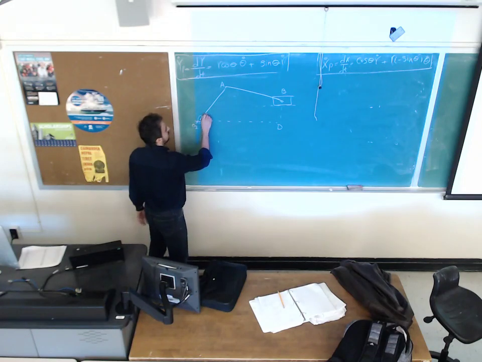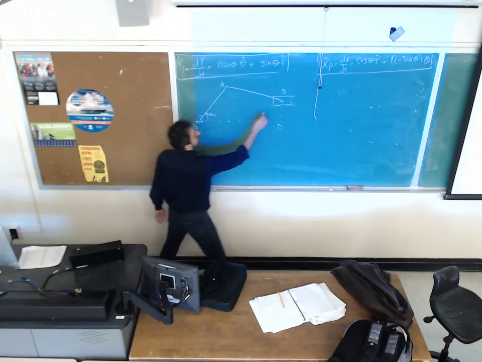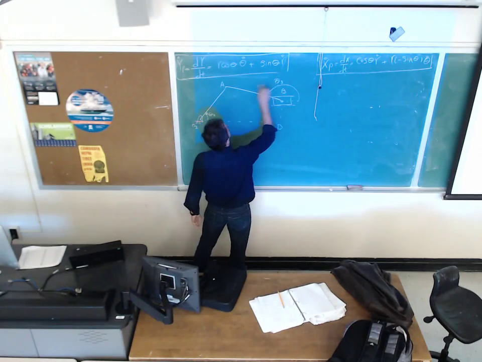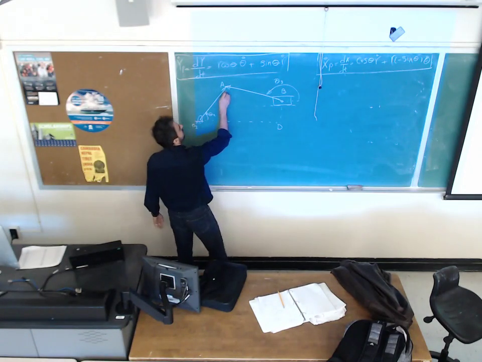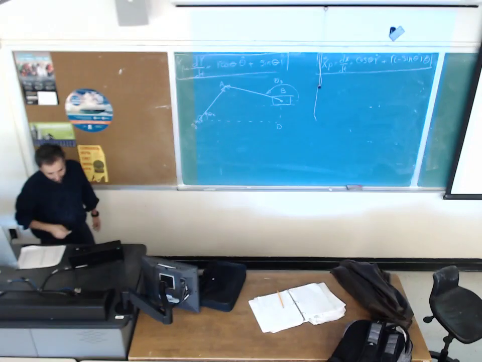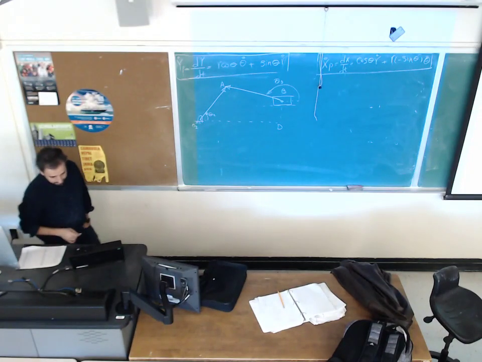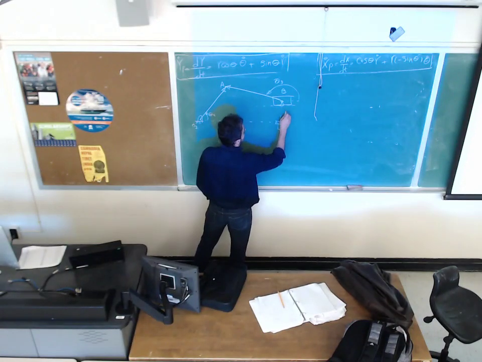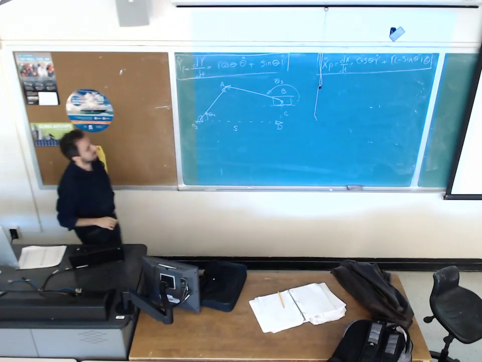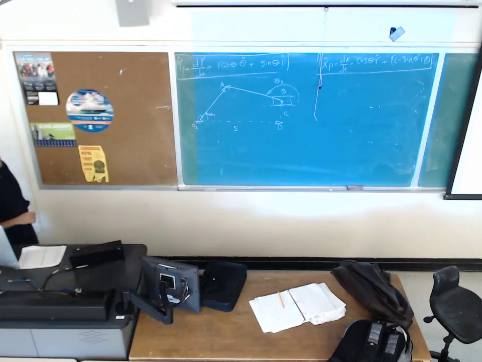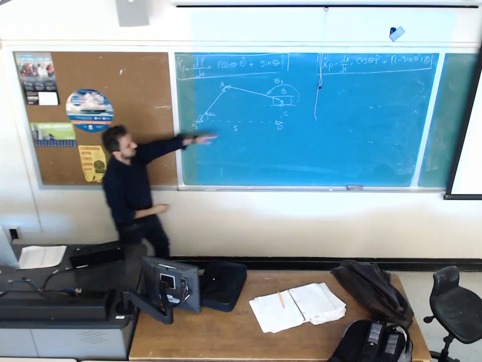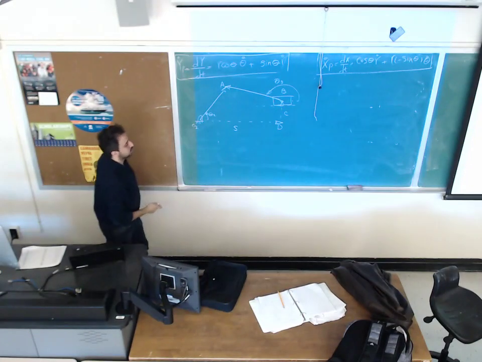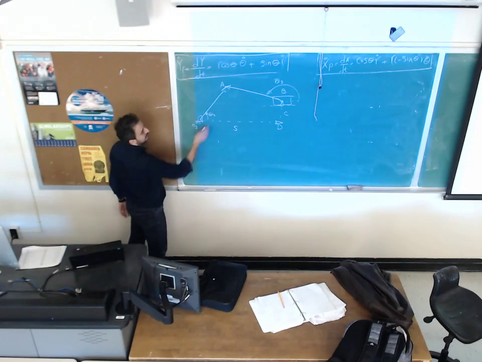This angle was theta 2. This angle we define as theta 3 because we put the arrow here, put the arrow there. And this is S. And this is C. So for this offset slider crank, we would like to do velocity analysis.